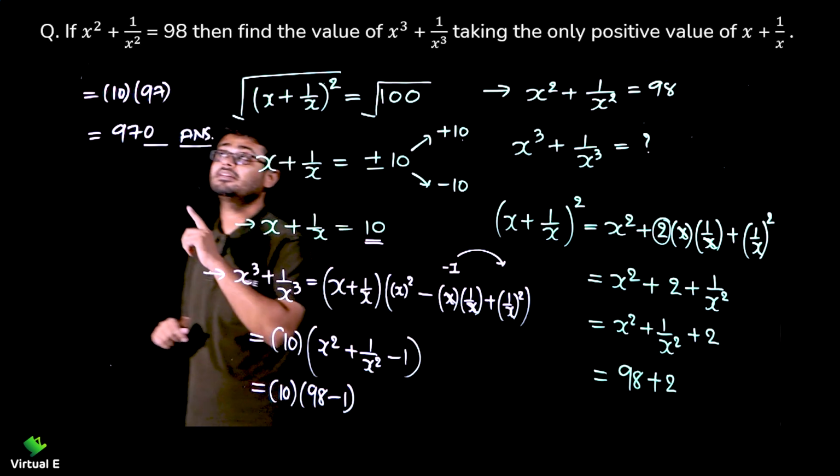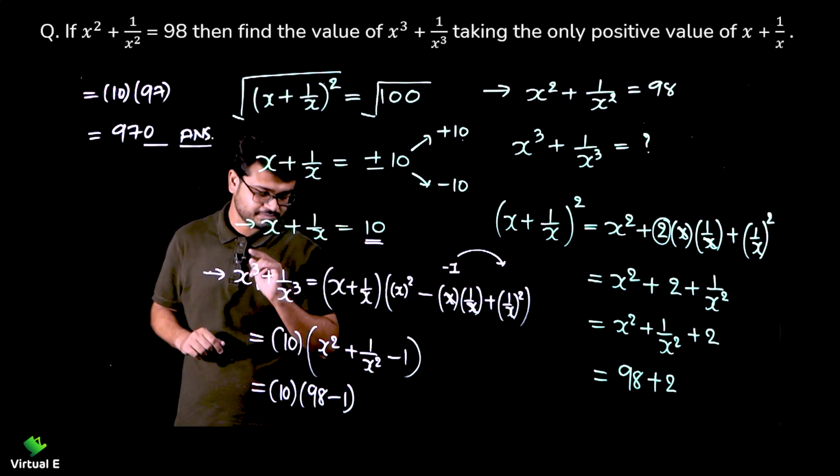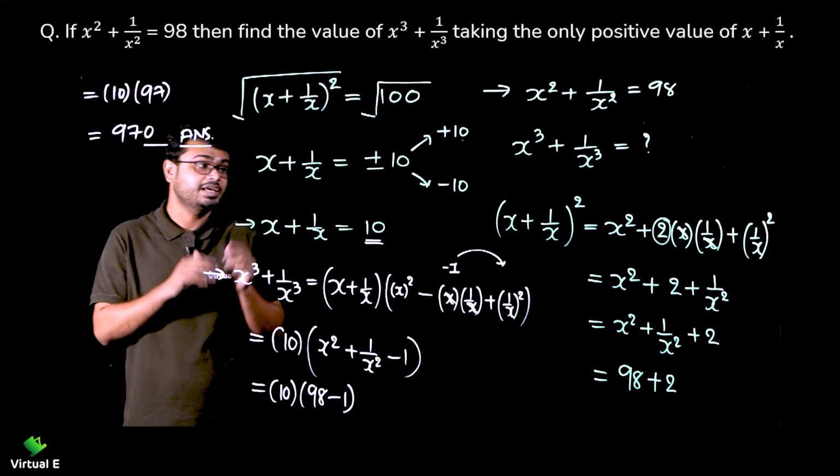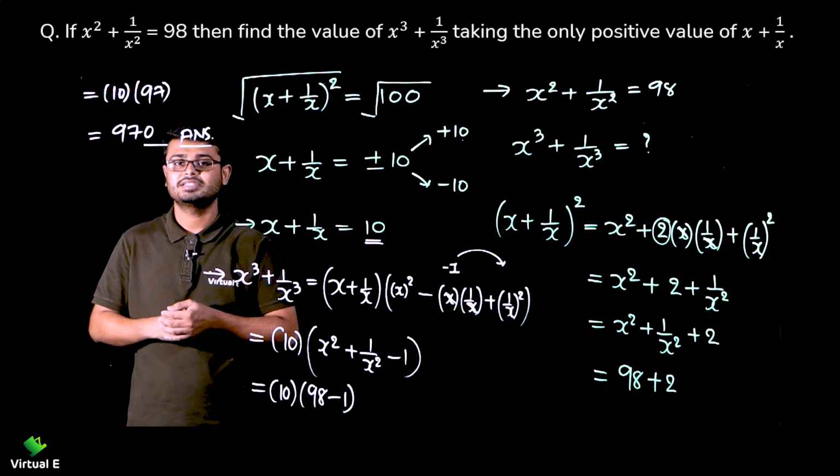You'll get the answer 980, but that will be incorrect. We need to subtract 1. And this is how we solve this question with the help of two identities. Let's discuss the next question.